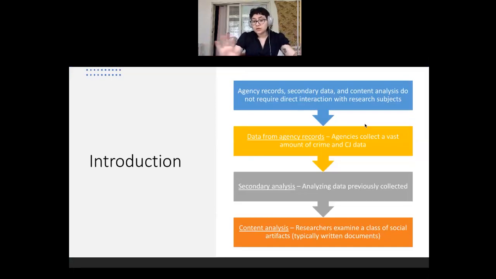Okay, so now we're gonna shift. We have talked about, I gave you sort of a buildup of how to do program evaluation and how to define the stakeholders and the policy intervention and some examples. And now we're gonna get into how to analyze secondary data and do content analysis.